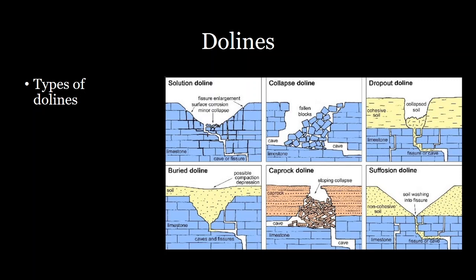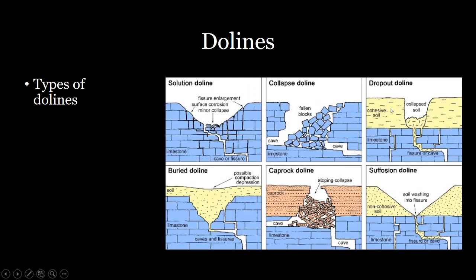So there are a number of different types of dolines, or sinkholes, you could say. The first type is a solution doline. That's when you have a heavily fractured landscape and water goes into those fractures and corrodes and erodes it away, and you have collapse of that substrate. Next we have a collapse doline, and that occurs when you have a cave with an overlying layer where blocks fall into it and it just kind of crumbles into it.